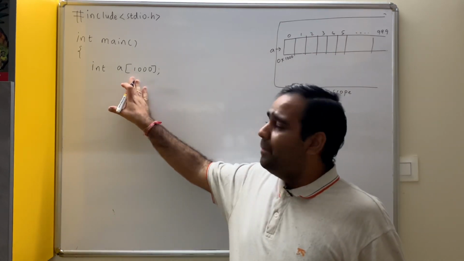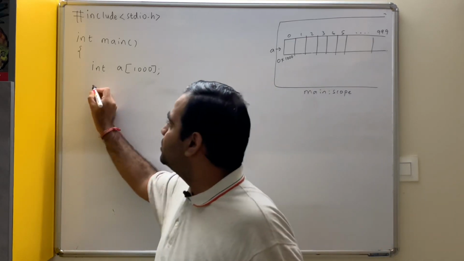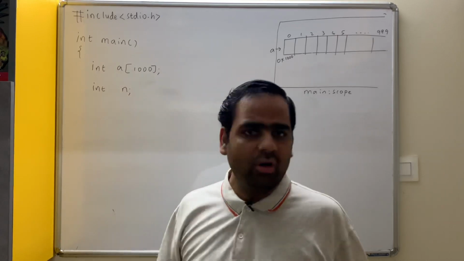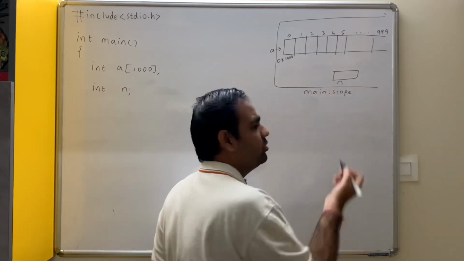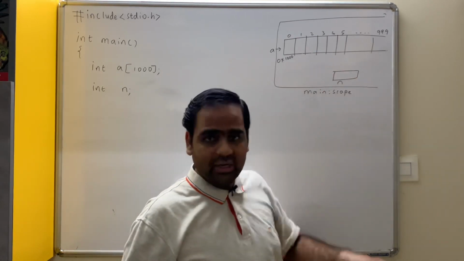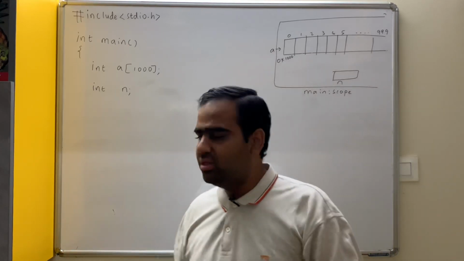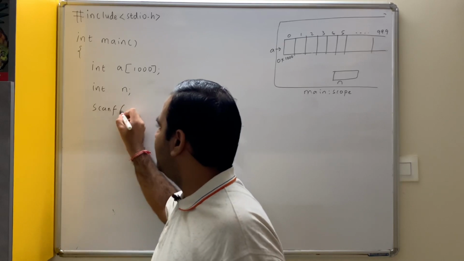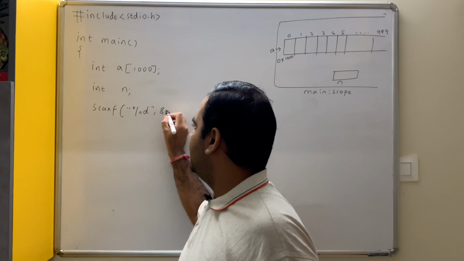Now what is the maximum number of elements that we want to store? It is 1000. We can store less than or equal to 1000, and let us declare a variable called n. Now n represents how many elements we want to store in this array. If the value of n is 10, we want to store 10 elements in the array. If the value of n is 100, we want to store 100 elements, and so on. Hence we read the value of n. We say scanf("%d", &n).